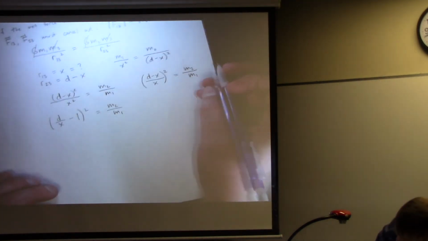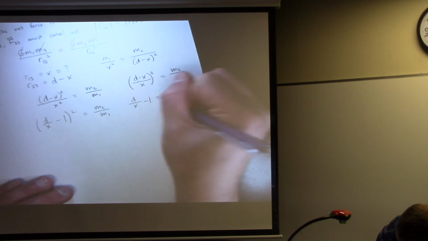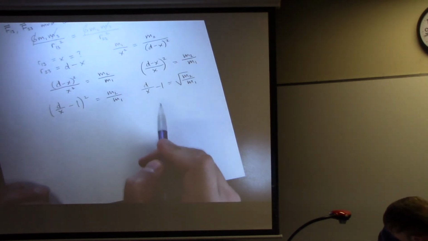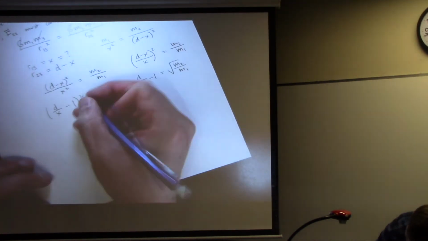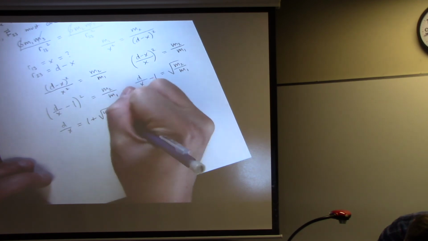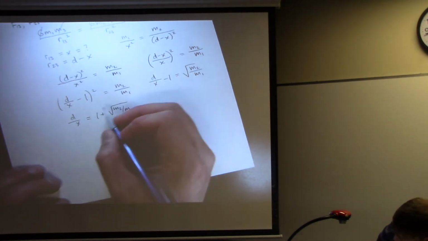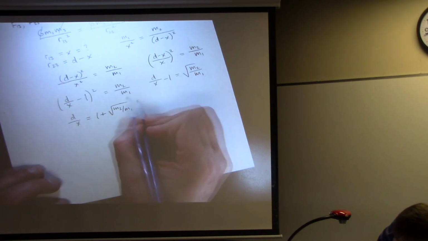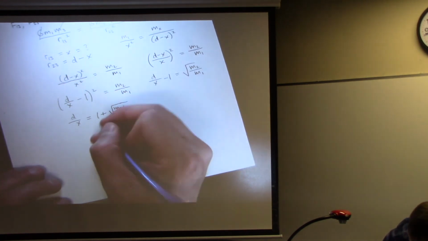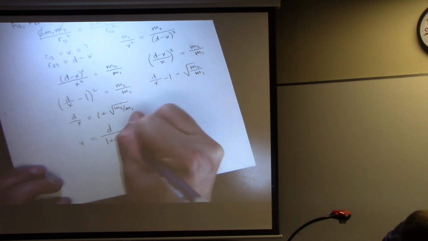Okay, so the next thing I should do is square root both sides. So I have d over x minus 1 equals the square root of m2 divided by m1. And in case you lost track, we're solving for x. That's what we're trying to do. So I have d divided by x, add 1 to both sides, is equal to 1 plus the square root of m2 over m1. And the next thing I'm going to do is sort of cross-multiply, multiply on both sides by x, divide on both sides by this factor. And we're solving for x now. X is d over 1 plus square root m2 over m1.